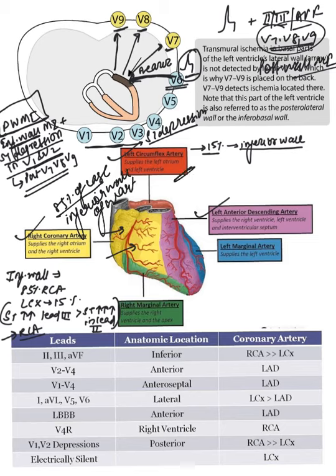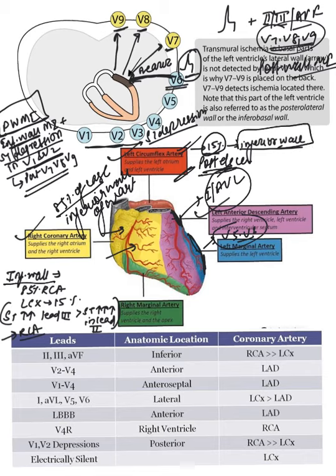The left circumflex artery supplies the left lateral wall: the high lateral wall represented by 1 and aVL, and the lateral wall represented by V5 and V6, as we have learned. This is supplied by the left circumflex artery, and in 15% of cases the posterior descending branch arises from the left circumflex artery and supplies the inferior wall. So the inferior wall of the heart is supplied by RCA in 85% of cases and by LCX in 15% of cases.